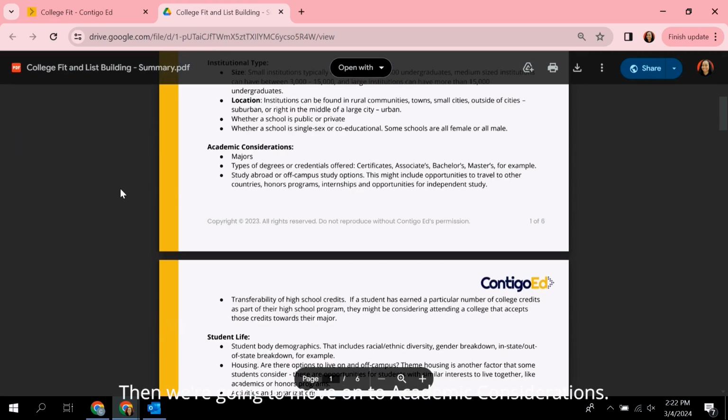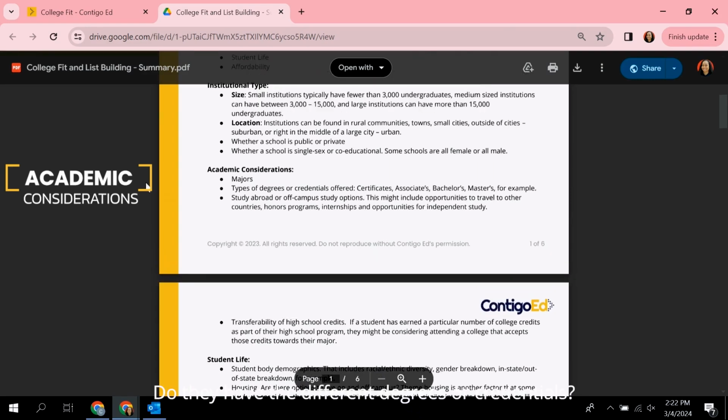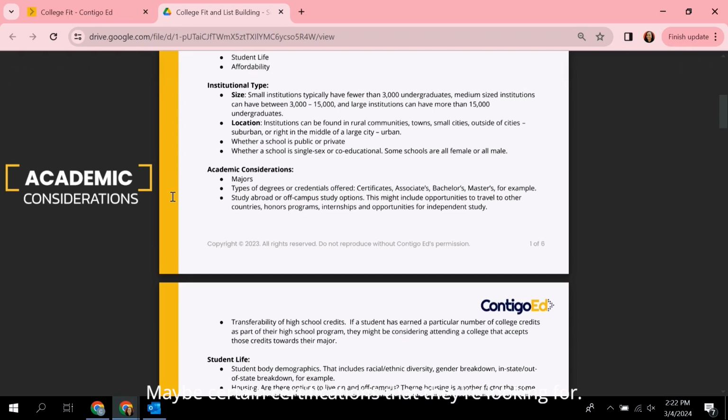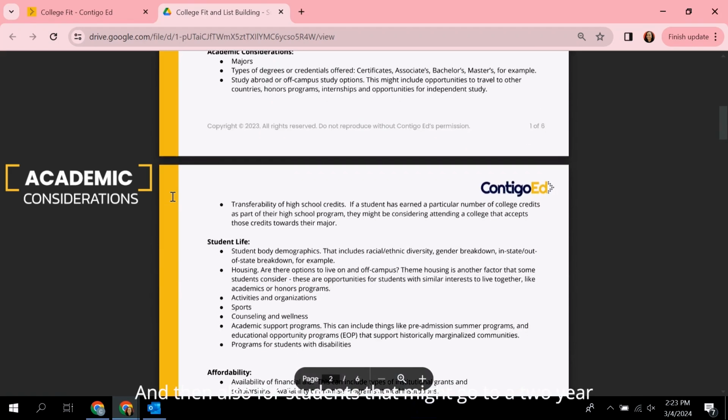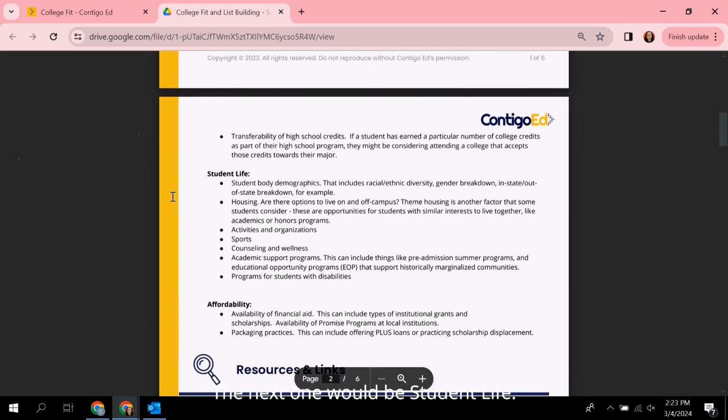Then we're going to move on to academic considerations. So does the college or university have their major? Do they have the different degrees or credentials, maybe certifications that they're looking for? Can they study abroad, or do they have internships? And then also for students that might go to a 2-year and then transfer to a 4-year, will their credits be transferable?